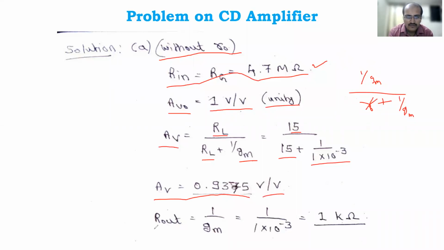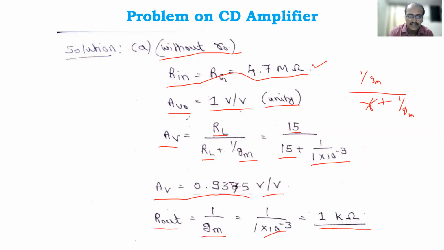Then finally R out. The R out value is given as just 1 by GM without considering R. Normally it is R naught parallel to 1 by GM, but R naught is not taken into account in this case. So only 1 by GM, which is 1 by 1 milli, equal to 1 kilo ohm. That's what we said in the summary: the source follower circuit has very low output resistance, voltage gain equal to unity, and high input resistance. That's what shows here in the calculation.